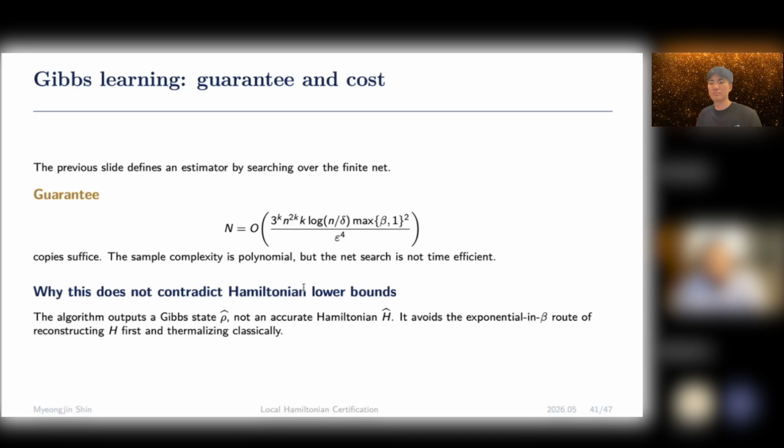So yeah, just by searching all the candidates in the epsilon net and by using classical shadows, we get that this number of samples is sufficient. So the sample complexity is polynomial, but searching all the candidates by classical shadows is not time efficient. And this does not contradict the lower bound that I mentioned. Of course, we do not learn the accurate H. We are just trying to learn the Gibbs state itself from many candidates. So it does not contradict the lower bound.